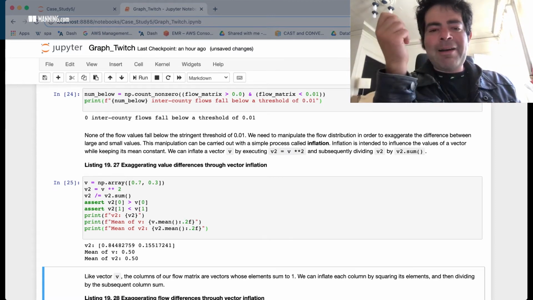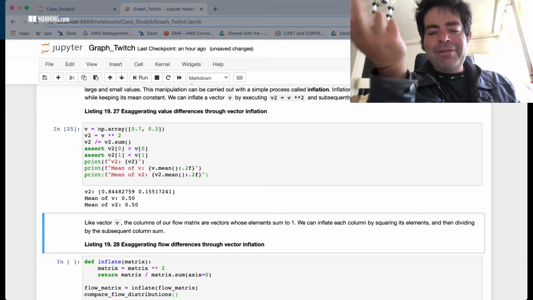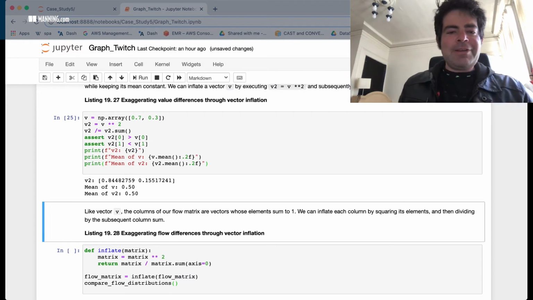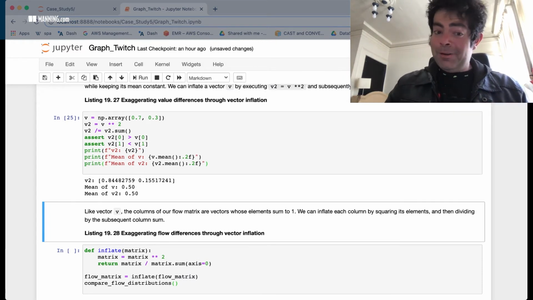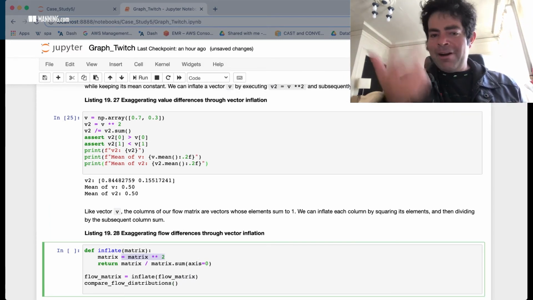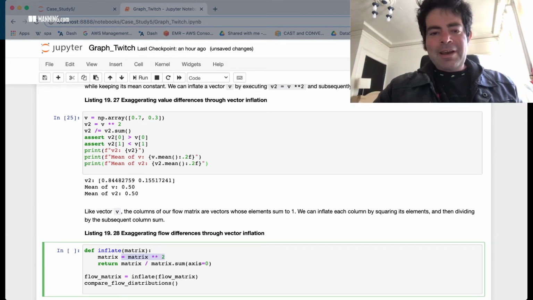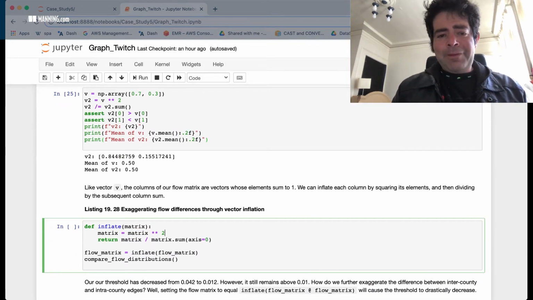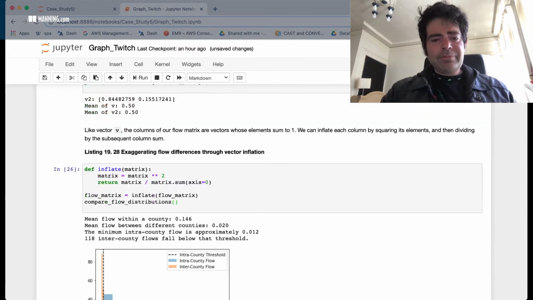And we can apply the same concept of inflation to our entire flow matrix. It's very easy to do in NumPy. It's just 2 lines of code. We square all the elements of the matrix, and then we divide the matrix by its column sums. And if we inflate the flow matrix, the difference between the two histograms should be much more extreme. So let's see if that's the case.